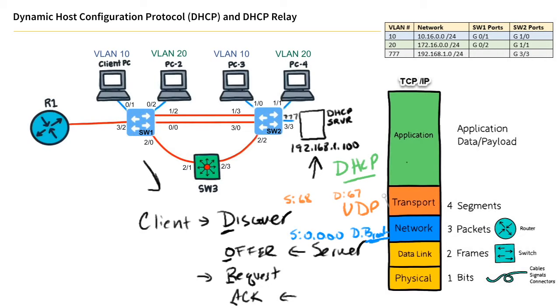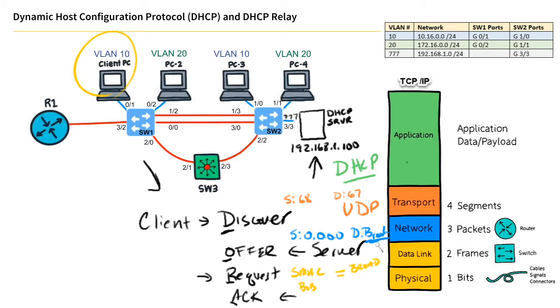for a source, let me go ahead and get the right color there. For the source MAC address, it's going to be the client's MAC address. So I'm going to put Bob. And the destination MAC address for a broadcast is going to be a layer 2 broadcast, which once again is a bunch of ones. So it's a special layer 2 broadcast.